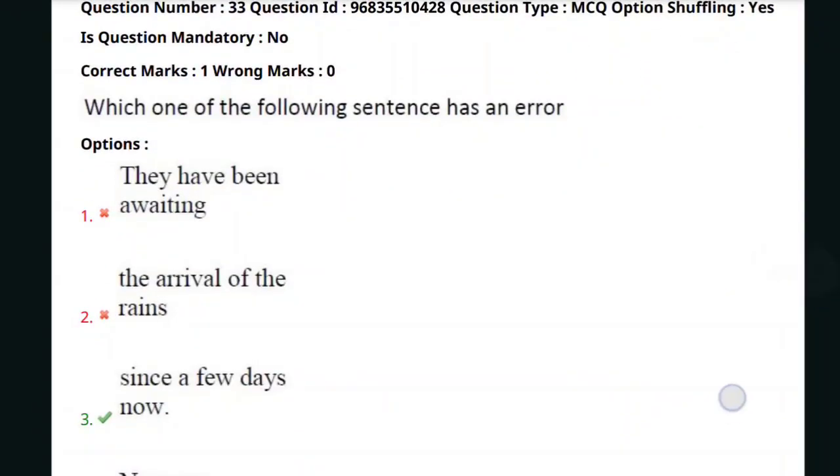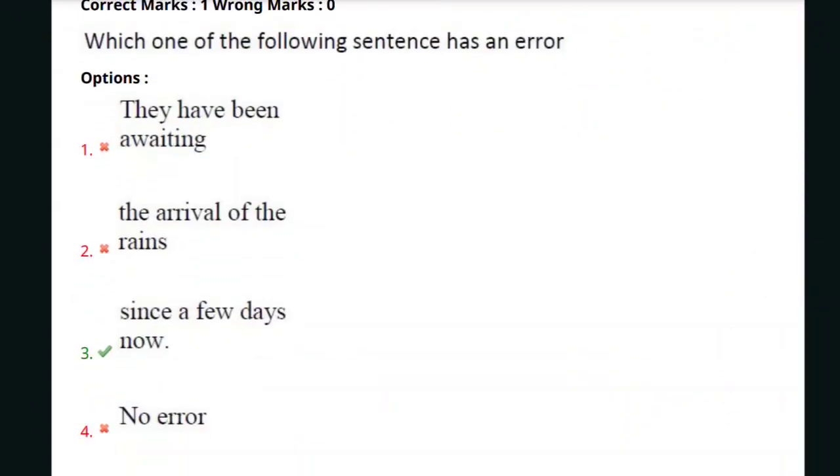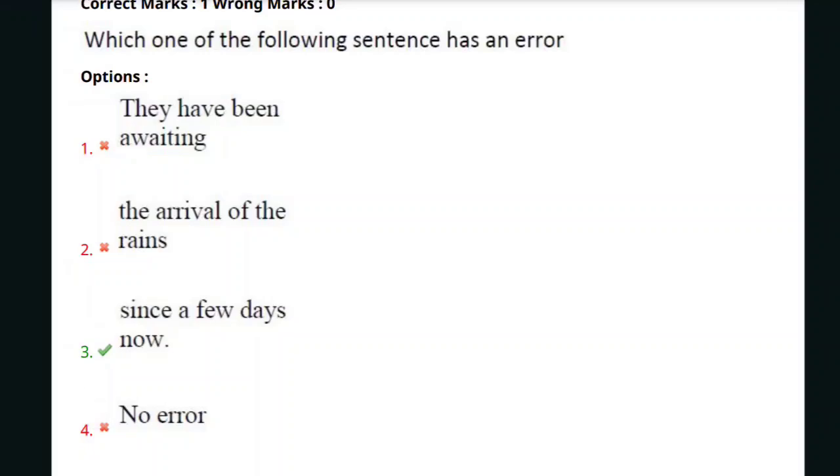Which of the following sentence has an error? Let's look at the options. They have been awaiting the arrival of the rains since a few days now. And the correct answer with the error is since a few days now. And the error is in the third option, since a few days now.